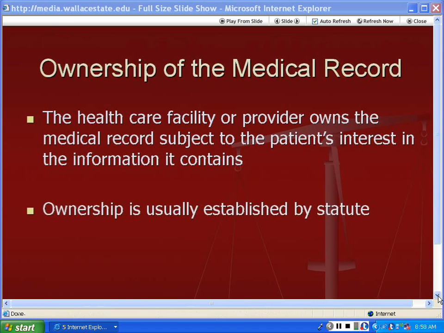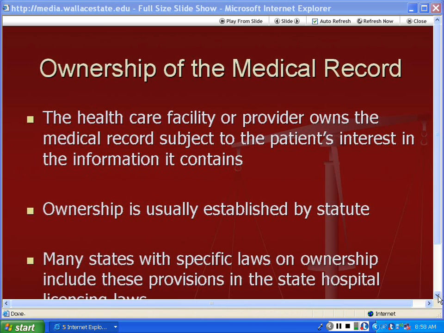So ownership is established by statute. So statute, remember, is a written law. And so in some states there is a statute that says the patient owns the information in their medical records, but in others there isn't. And where do you usually find these specific laws on ownership of the record and the information? In the state hospital licensing laws. And notice I'm saying hospital here.